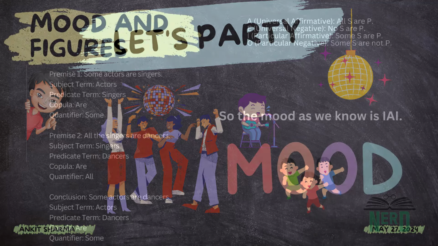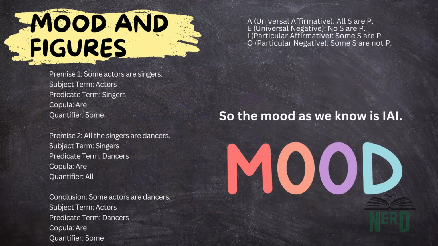Here's how we break it down. The first observation is about just some actors, not all, so it's a particular statement, and it's positive because it's saying something they do: sing. That's what we call I in logic talk. The second observation covers all the singing friends and tells us they all dance, making it a universal and positive statement known as A. Finally, based on what we know from the first 2 points, we conclude that some of those actor friends must dance, sticking to the particular positive theme, another I.